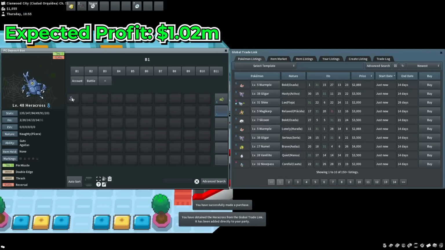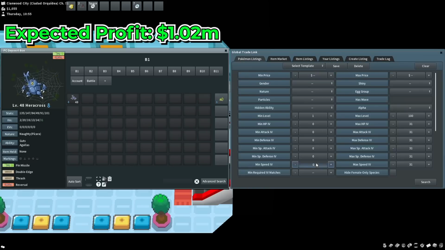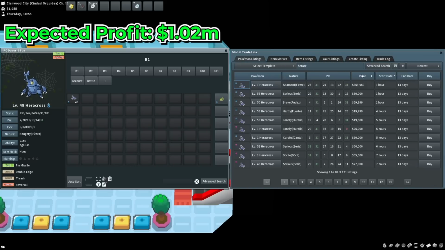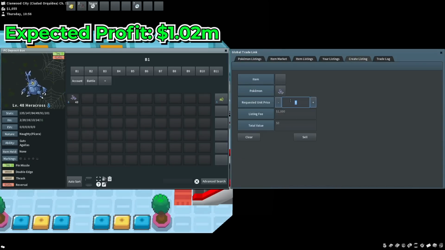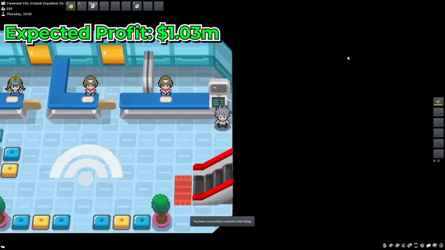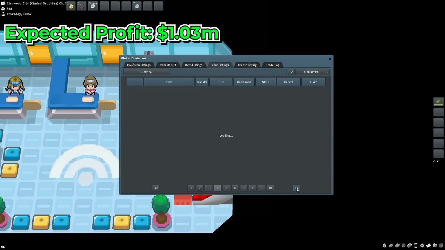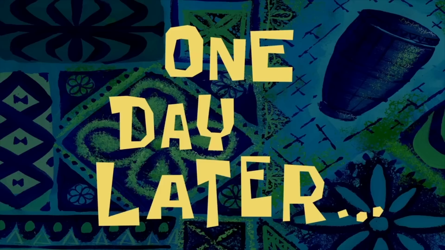Now that's awesome. Another Heracross with 31, and we'll see that it goes for around 20k. Yep, so we're gonna put ours as the cheapest because it doesn't have great differences. And as you can see here, a lot of our stuff already sold, another Meowth sold, and I'll bring you back the results tomorrow. 1 day later.